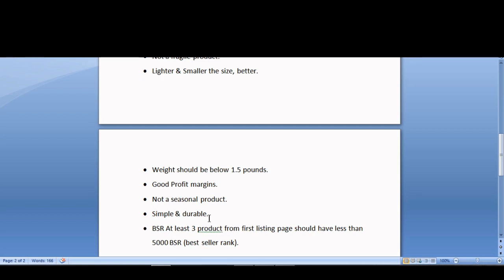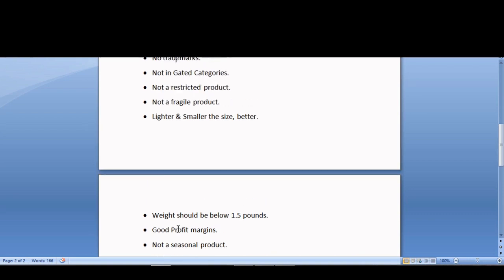We have to consider at least three products. At least three products should have less than 5,000 BSR. The reason is that if a product has less than 5,000 BSR, then that product will have more demand on Amazon.com or any other marketplace. So you have to consider all this checklist that I have shown you.